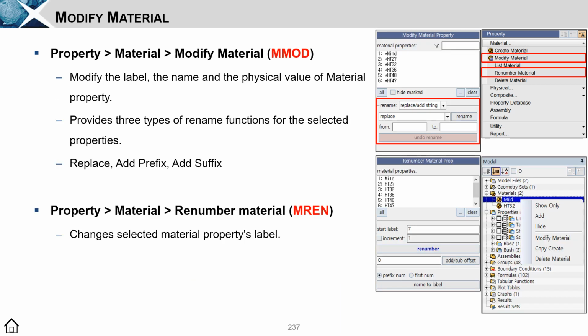Modify Material command allows you to modify the label, the name, and the physical value of the material property. Another method of modifying material is to double-click a material or select Modify Item from the Material's right-click menu. You can batch change the material name. It provides 3 methods for changing the name for the selected material. That is the replace, add prefix, add suffix.